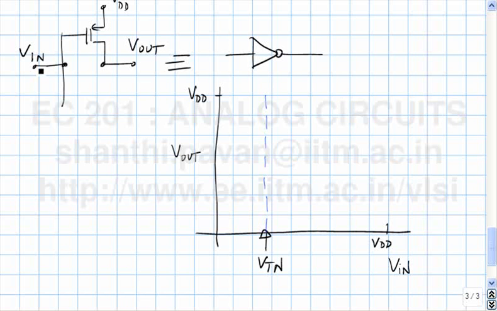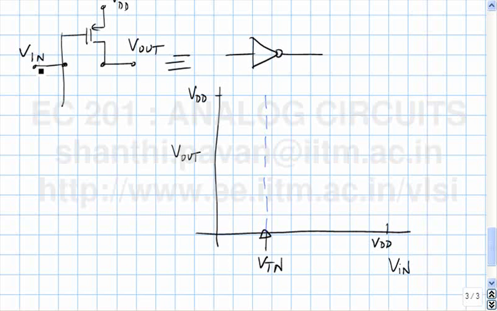So is the PMOS transistor cut off or is it conducting? What is the definition for cut off? The transistor is cut off when VSG is less than VT. So do you think VSG is less than VT or greater than VT? Greater than VT. So the transistor is certainly not cut off. But the drain current is 0. That means what? It's operating in the triode region.